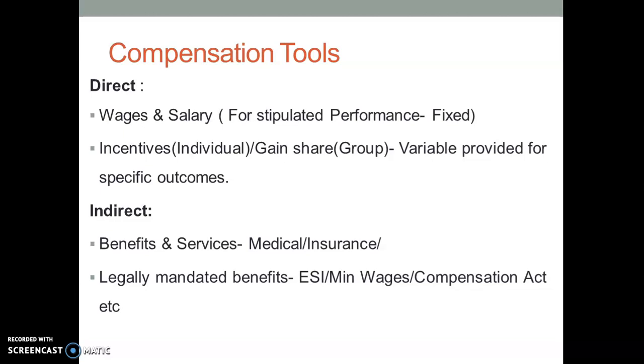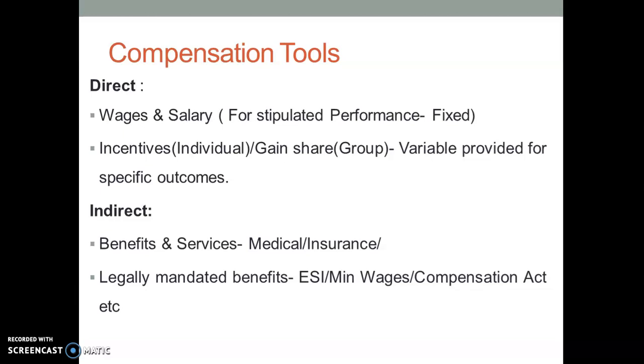Now, the individual may come up with some extraordinary performances. So again, going back, wages and salary are fixed, and that is provided to any individual for performing all the responsibilities as per the standards and matching the standards. For that, the person is provided with a fixed amount of salary or compensation.